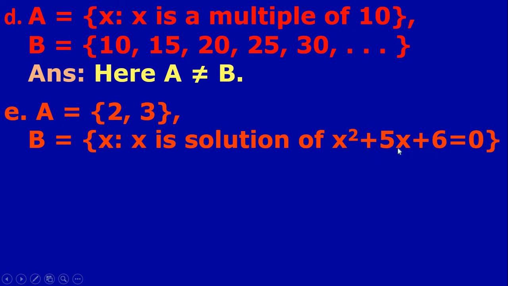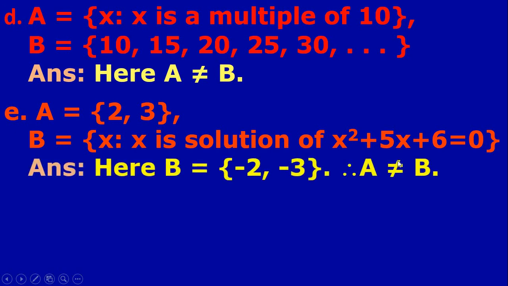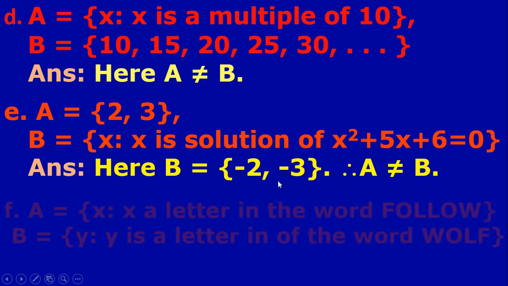But when we solve, we get B equal to {minus 3, minus 2}. So the solutions of this equation are minus 3 and minus 2. Here in A it is plus 3 and plus 2. So therefore these two sets are not equal. So here A is not equal to B.